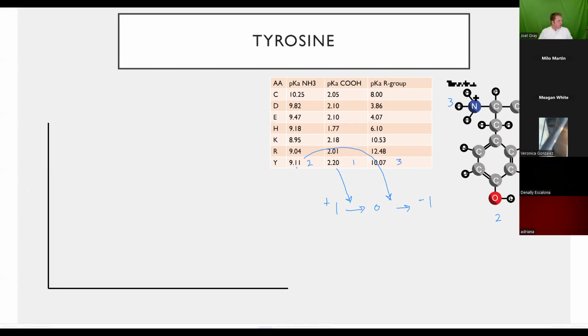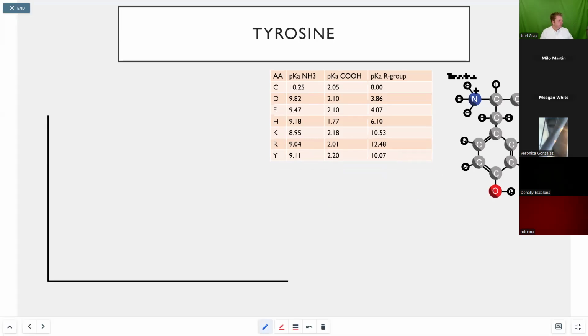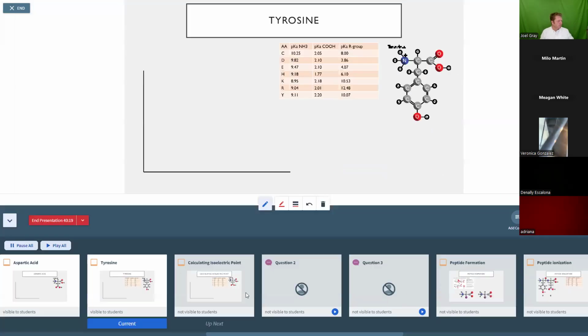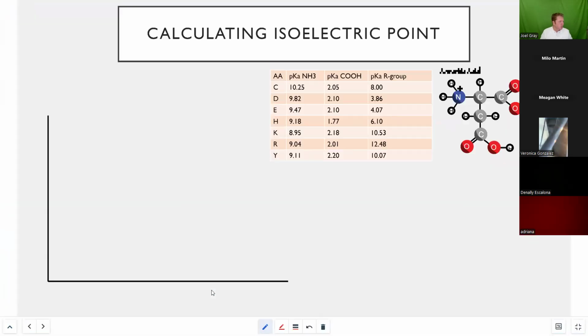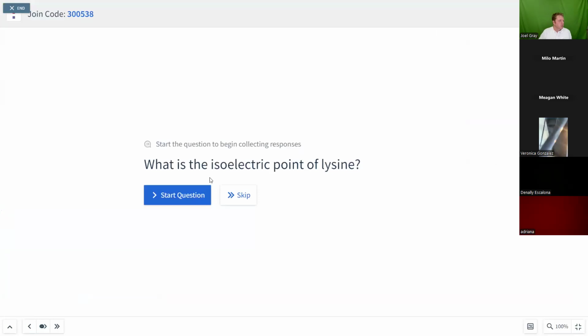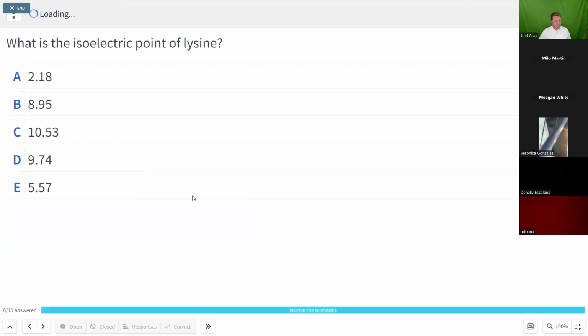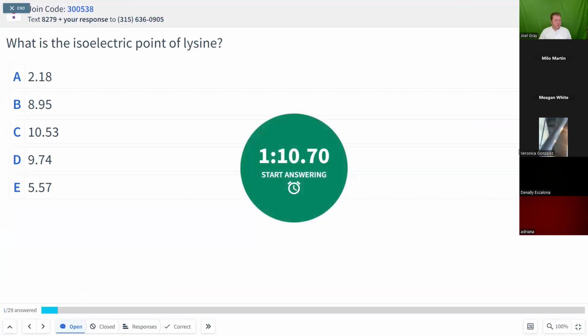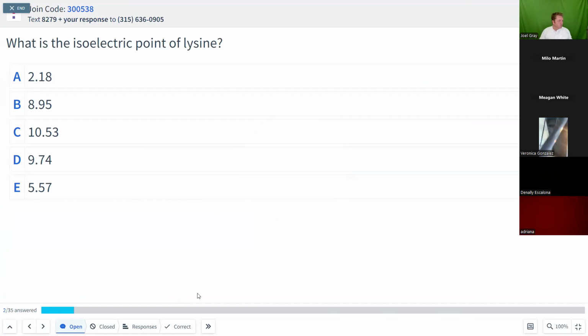Okay. So there's how we calculate our isoelectric point. And just as another example of that, this is effectively what we would do. Now, with that said, what is the isoelectric point of lysine? And so you can toggle back and forth. I'll add 15 seconds to this one just because of the possibility of toggling back and forth.